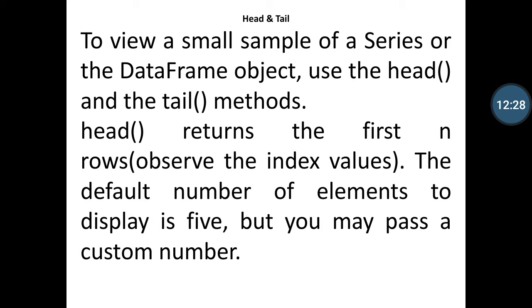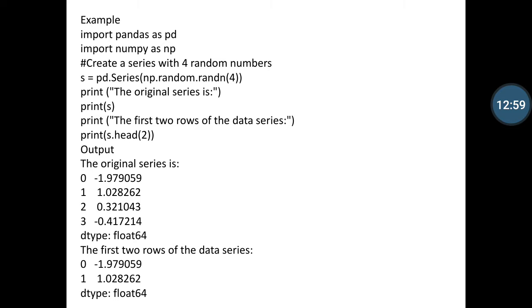And then comes head and tail. To view a small sample of a series or data frame object, use the head and the tail methods. The head returns the first n number of rows. Observe the index values. The default number of elements to display is 5, but you may pass a custom number using the code. So I am giving an example.